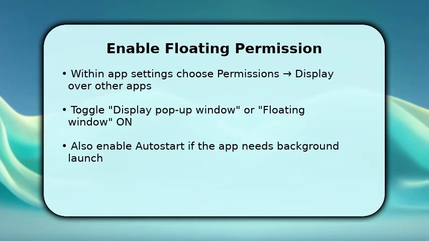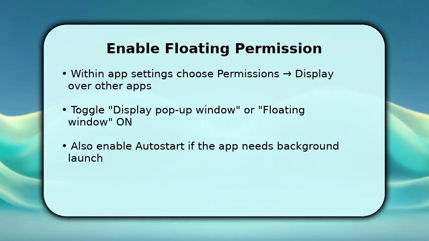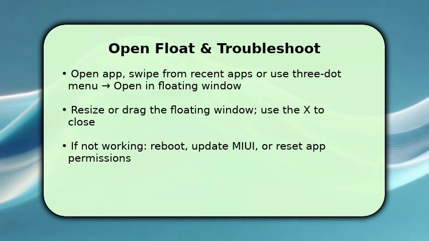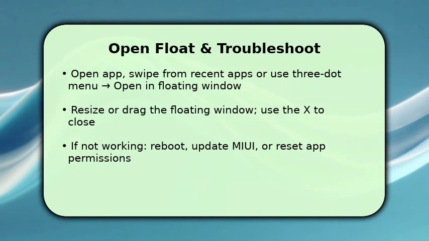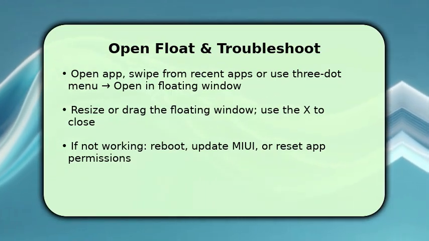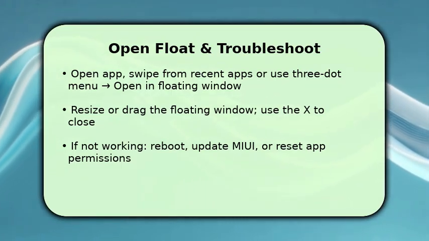Once those toggles are set, you can practice opening the app into its float mode. To finish, launch the app and open it into a floating window via the Recent Apps swipe or the app's three-dot menu. Choose Open in Floating Window. You can drag and resize the float. This is why the overlay permission matters.